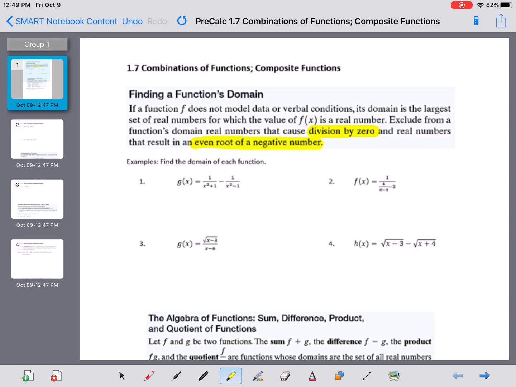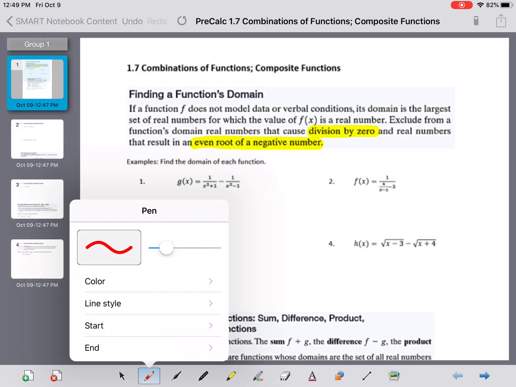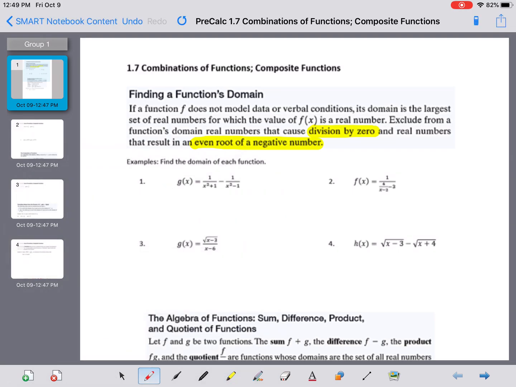Is anything that would make the denominator equal 0 and anything that would make a negative value underneath a square root or even roots. Okay, so for number 1 here, it says find the domain of the function. So I have this function, I have two fractions. I'm going to be honest, I'm not going to worry about getting them to a common denominator or anything like that. I'm just going to work on looking at my denominator, saying what would make this equal 0.